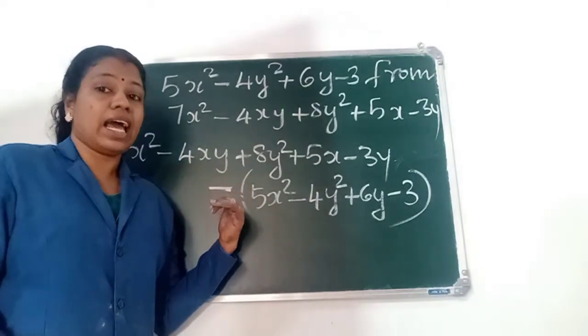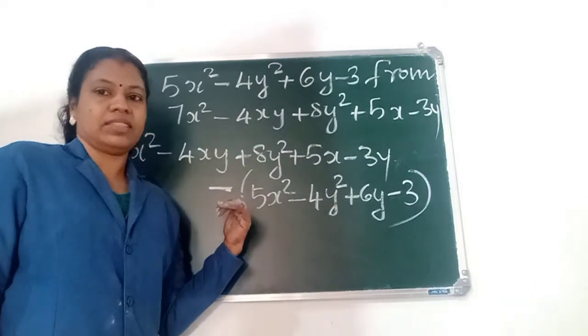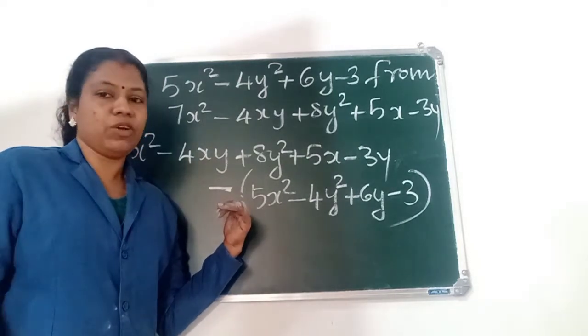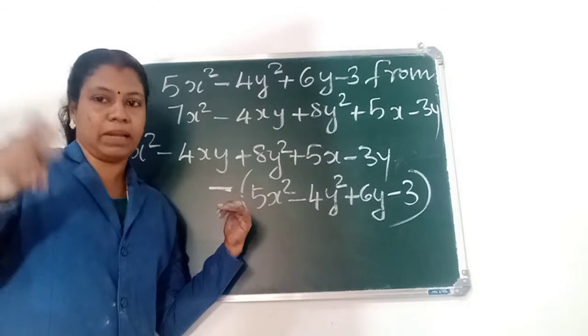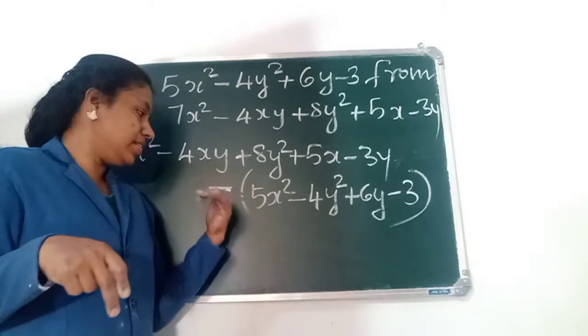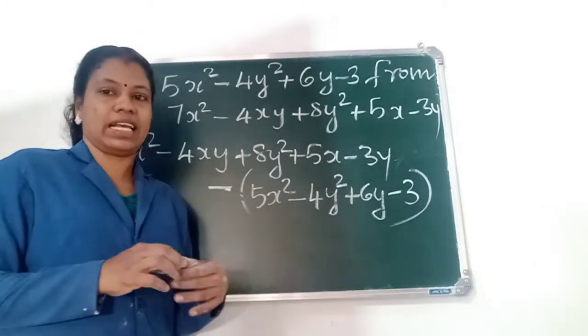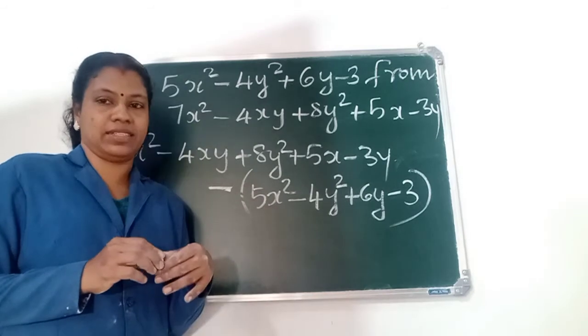If we are doing addition, no problem. No need for a bracket, because in addition all the signs are plus. Here we are multiplying this minus sign with all the terms of this expression. That's why we put a bracket.